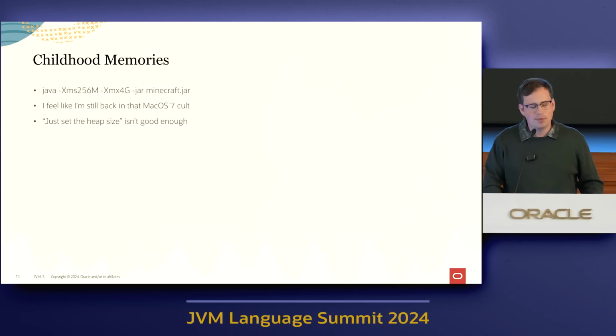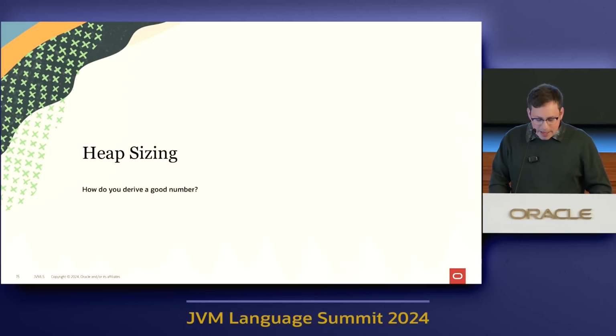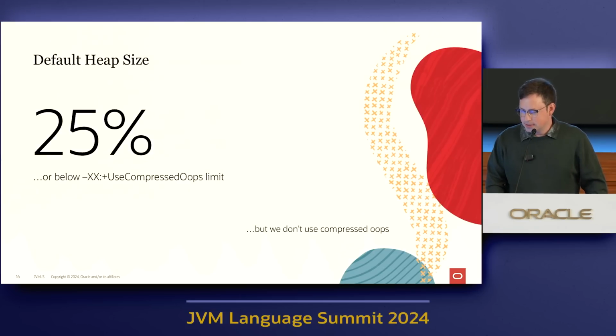And yeah, I don't think it's good enough to say all you need to do is configure the heap size. We need to do better than that. And so how do you configure the heap size? How do you do it? Well, there are different methods for doing this in practice. And the default is to use 25% of the available memory, or truncate to the compressed OOPS limit around 32 gigabytes, even though with ZGC we don't really use compressed OOPS, but this is how the heuristics work.